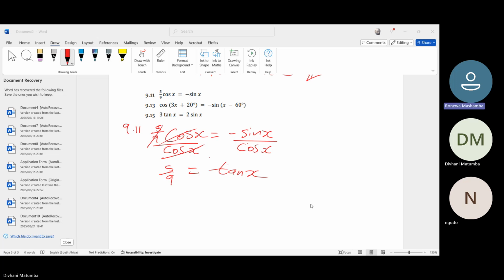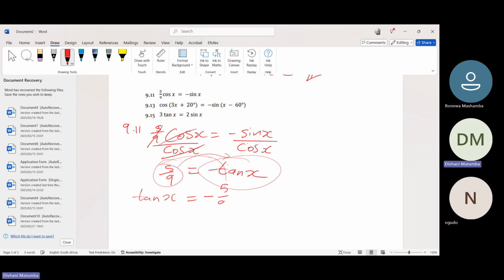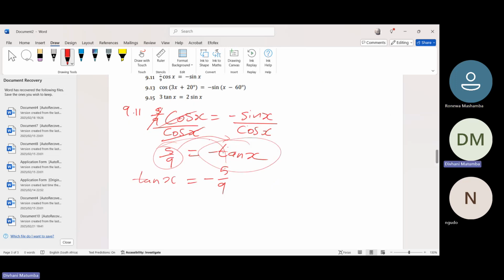So would it help to make the tan x positive by taking it to the other side? It will help a lot. Okay, so what do we do? You can just write tan x is equals to negative 5/9. Okay, you want to take tan x to the other side? Yes, to make it positive. Minus 5/9. You agree with that? Yes, sir. And then we could say x is equals to tan inverse of minus 5/9. Which is?